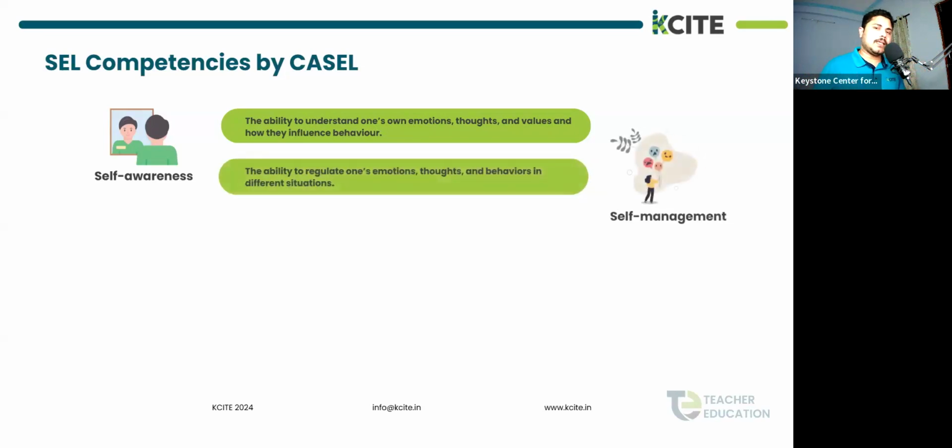After understanding the self, the next important thing is understanding how to manage yourself: the ability to regulate one's emotions, thoughts, and behavior in different situations. There could be different situations, right? Anger is a very common thing, aggression, sometimes we are upset with something. At the same time, we are happy on many occasions, right? So understanding how to manage that behavior in different situations is also important. That is when even students get to know, I cannot just show my anger just like that to anybody.